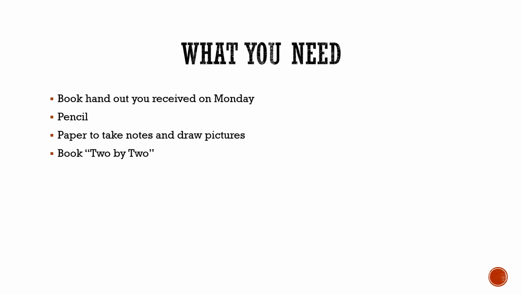What you're going to need. On Monday, or today, you should have received a book handout from the club, an Animals 2 by 2 book. That way you'll be able to follow along with this week's lessons and from here on out. You should have a pencil, maybe some crayons and markers if you prefer, and paper to take notes and draw pictures.